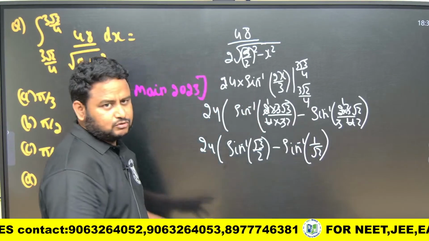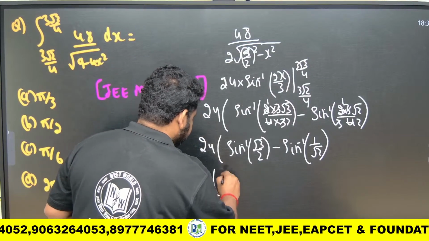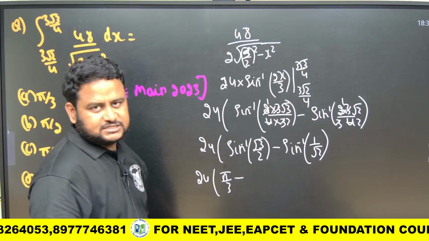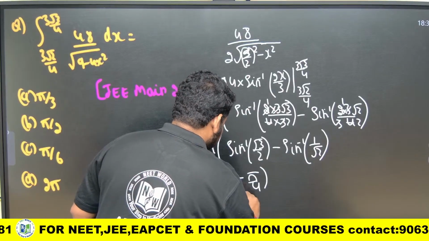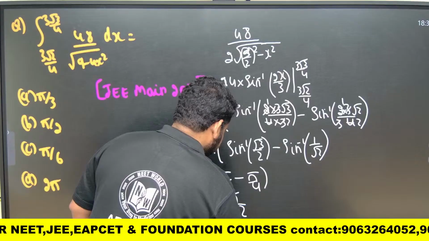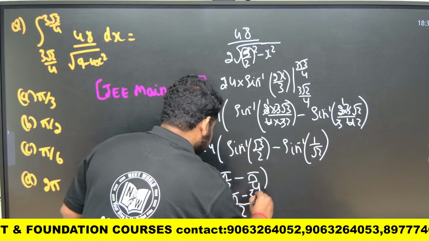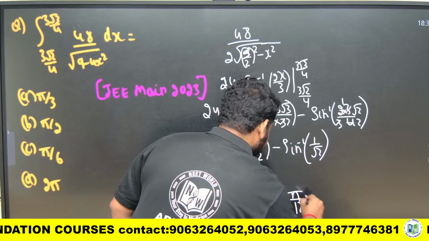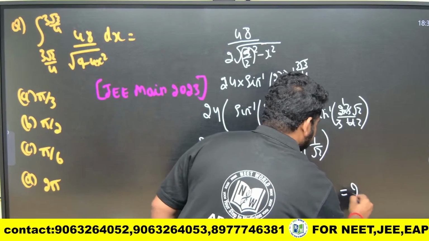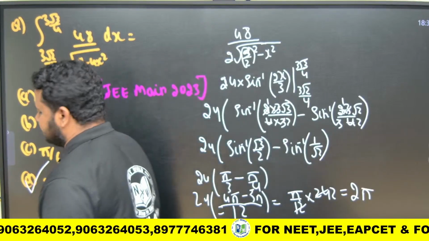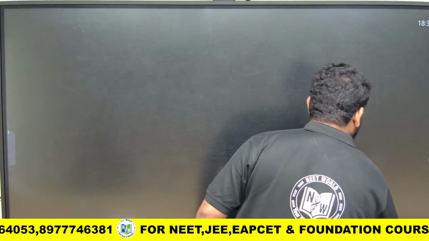So sine inverse of root 3 by 2 is nothing but pi by 3. So 24 into what will I have? 24 into pi by 3 minus, what is that? Sine inverse of 1 by root 2 is pi by 4. Okay, so LCM is 12. So 3 4s are 12, 4 pi minus 3 pi. 24 is outside. So what will I have? Pi by 12 into 24. So 12 2s are 24. So the answer I get is 2 pi. The answer is 2 pi. Okay, got it? So the answer is 2 pi. Okay, this is how you can solve this question. Clear? I hope it is clear.